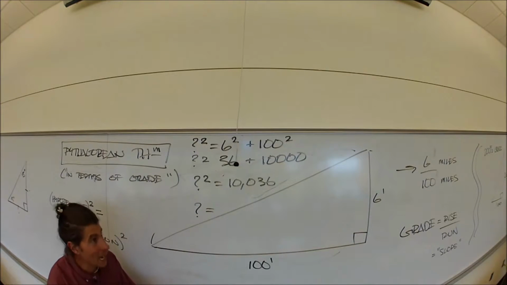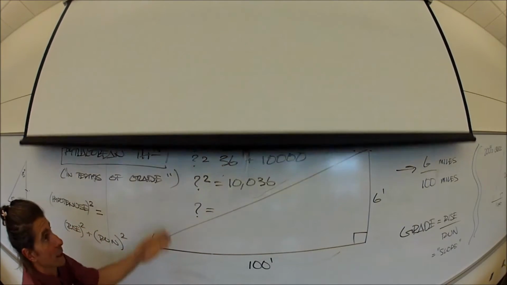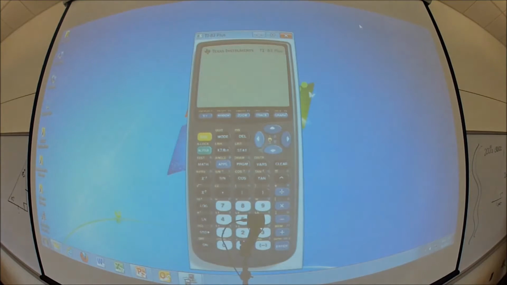Now, those of you using your TIs, let's throw the TI up on the board here real quick. Make sure you remember how to take a square root. This is one of those important things. Yeah, we're still going. Let's throw the TI up on the screen. All right, so here's what mine looks like. Nope, you can't see that. Now you can. All right, so fire them up. Take the square root of 10,036.